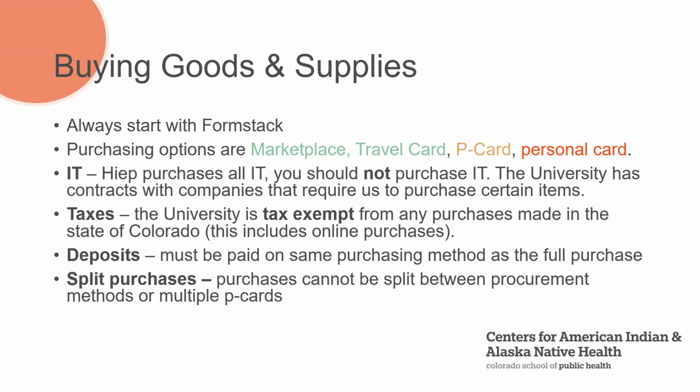So these are just two rules that come up a lot as far as using different procurement methods. If you have a purchase that has a deposit, you need to make sure that the deposit is paid on the same procurement method as the actual purchase. So you can't put a deposit on a P card and then put the actual purchase through Marketplace. Similarly, you can't split purchases. P cards have limits on how much money you can have per expense. So if you have a $10,000 expense, you can't put $5,000 on each of two different P cards. You would need to, of course, use Marketplace for that. Those are just some key things that come up, and we'll go into them in more depth in a bit.